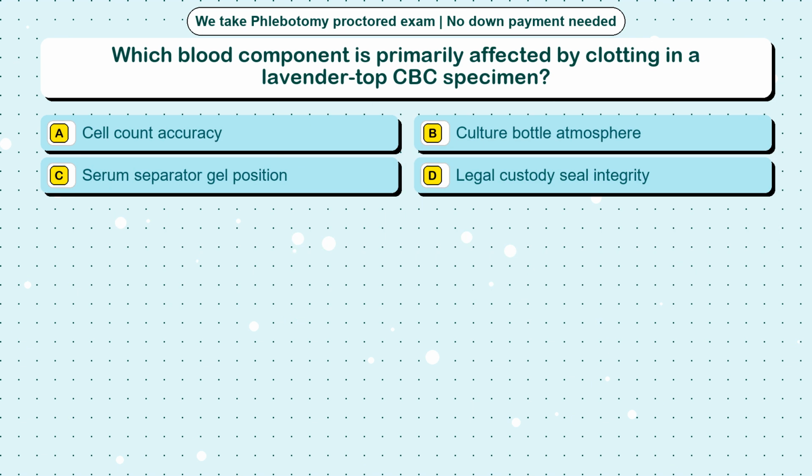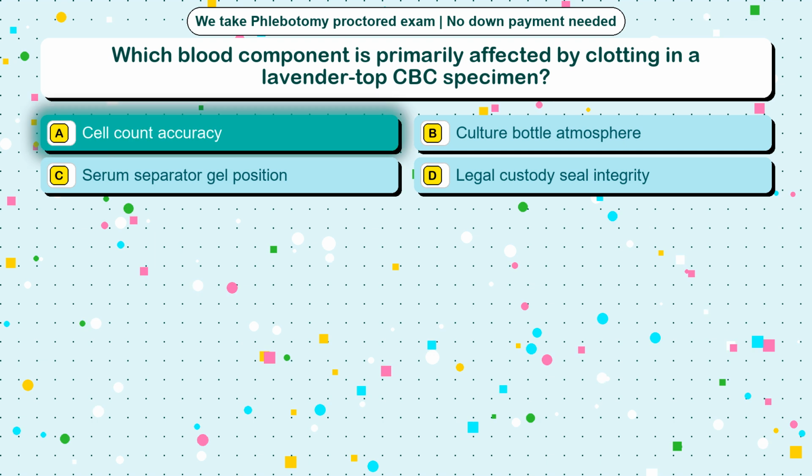Question 94. Which blood component is primarily affected by clotting in a lavender top CBC specimen? Option A, cell count accuracy. Option B, culture bottle atmosphere. Option C, serum separator gel position. Option D, legal custody seal integrity.